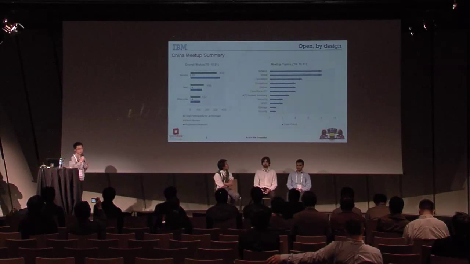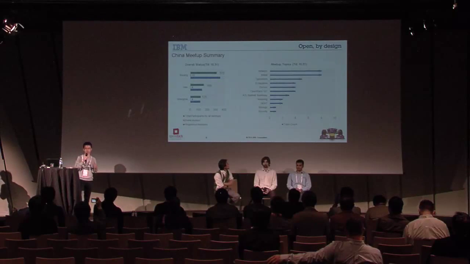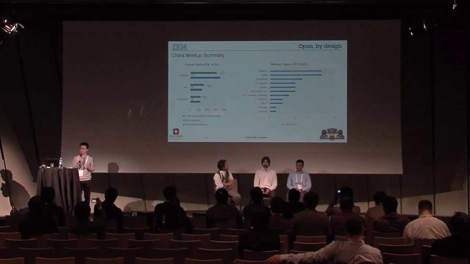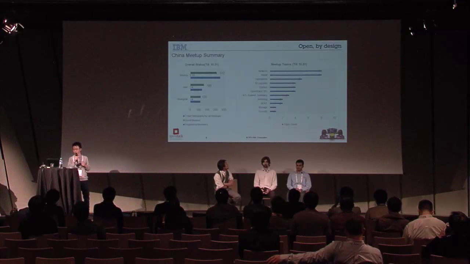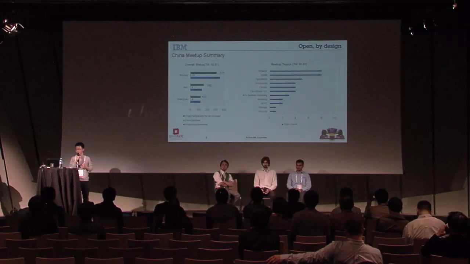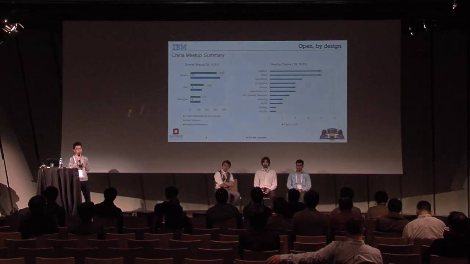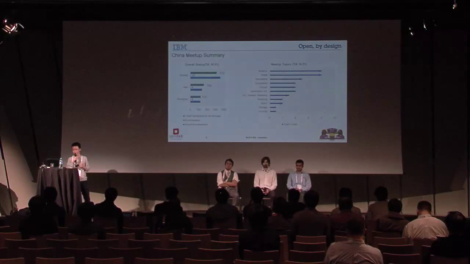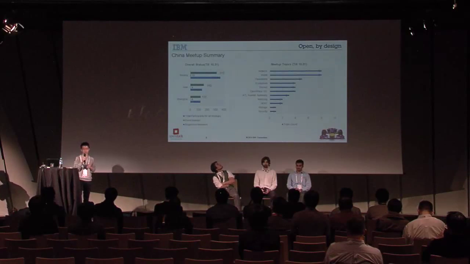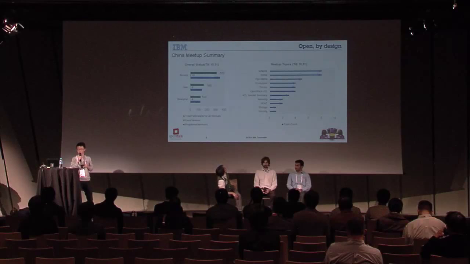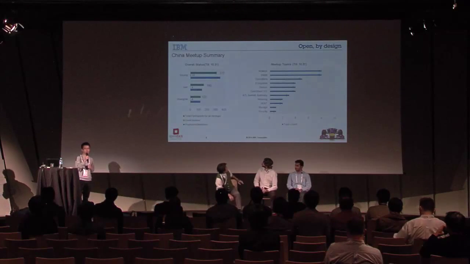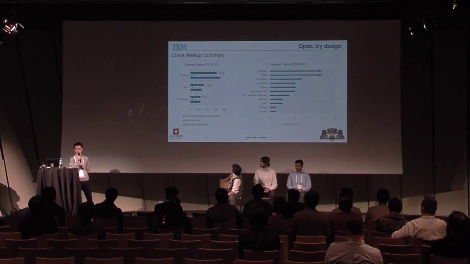Okay, this is some data. From the left, we can see that till the end of October, we have more than 315 registered members in Beijing meetup, 114 members in Xi'an meetup, and 120 members in Shanghai. And we have a total of 18 meetups. The total participants is around 600, which means that we have more than 30 people for each meetup event.